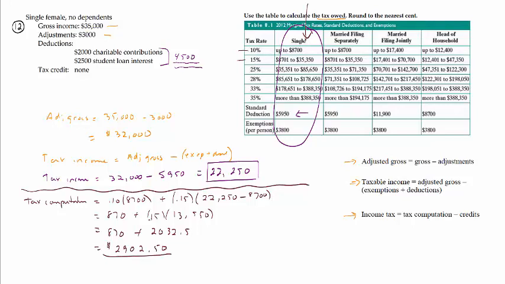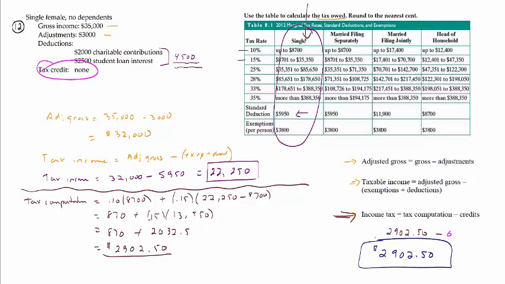All right, so now I'm ready to go ahead and figure out what my income tax is. So remember that my income tax right here is going to be my tax computation, in this case here, 2902.50 minus my credits. Well, I had no credits, so minus 0. And so my final income tax is going to be $2,902.50.